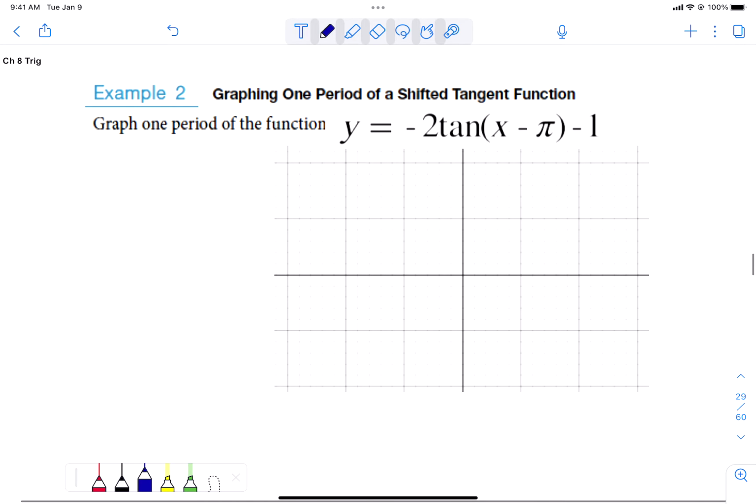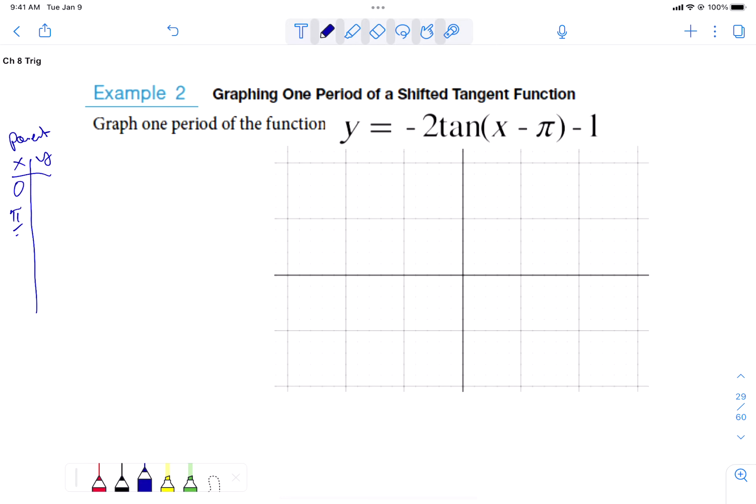Let's do another one. So this graph has a few different things that have changed about it. This always affects our x. These things will affect our y. This always affects our x. These things always affect our y. So let's write down the original. Here's our parent. 0, pi over 2, pi, 3 pi over 2, and 2 pi. It always goes for a tangent: 0, undefined, 0, undefined, 0.